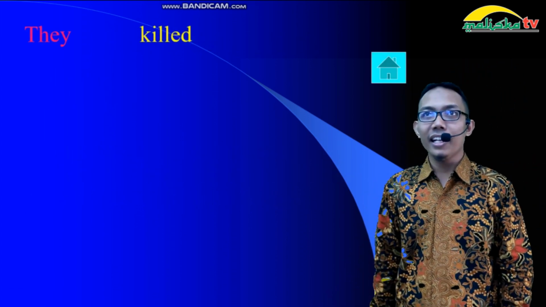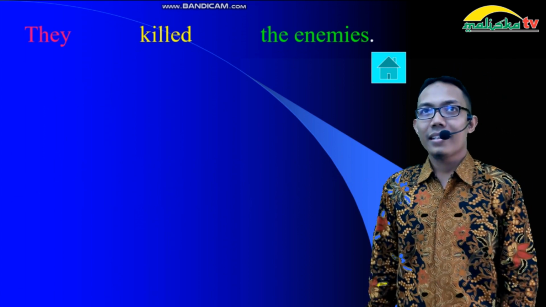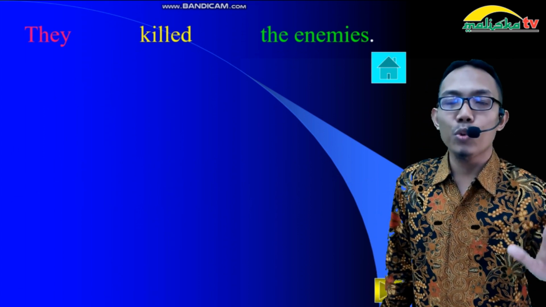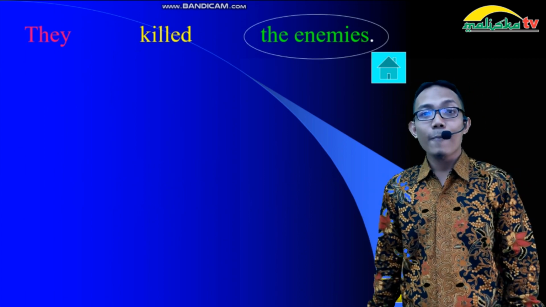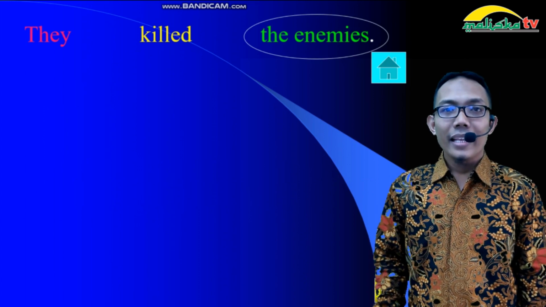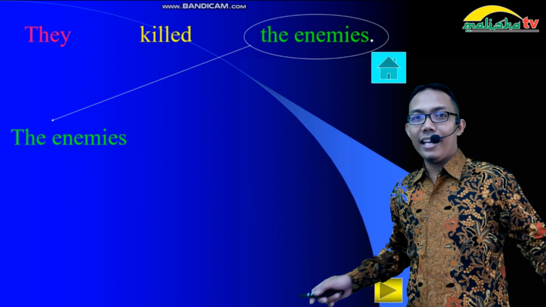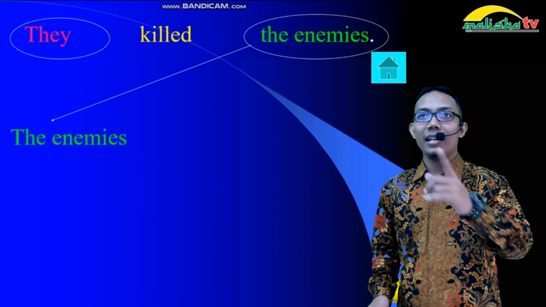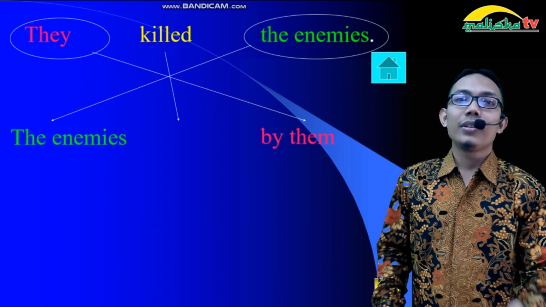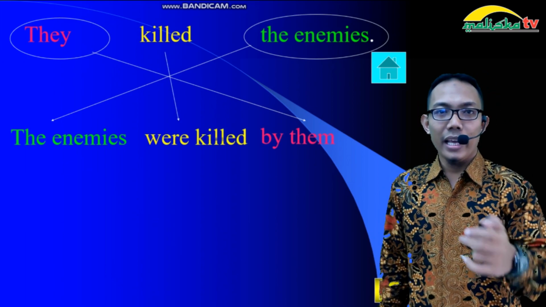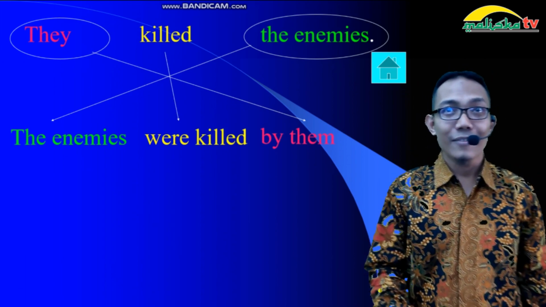For the first, they killed the enemies. The subject they, killed is V2, the enemies is the object. So you have to change the object to subject and then the subject to object. Something like that. Okay, you can see it. And then for V2, you have to add to be and change it into past participle. Okay, you get it? Yes?